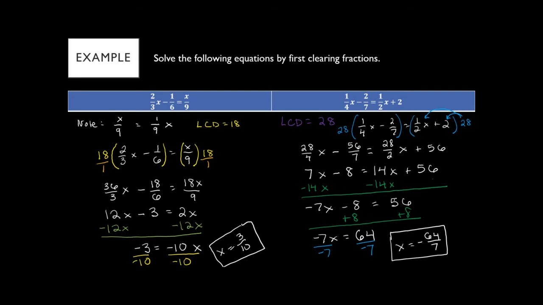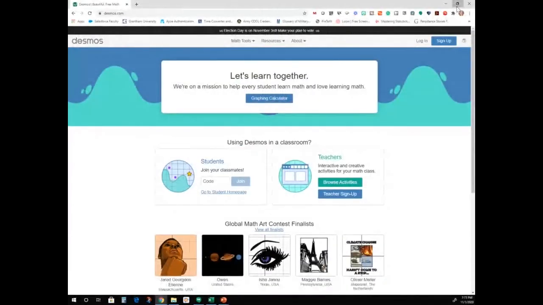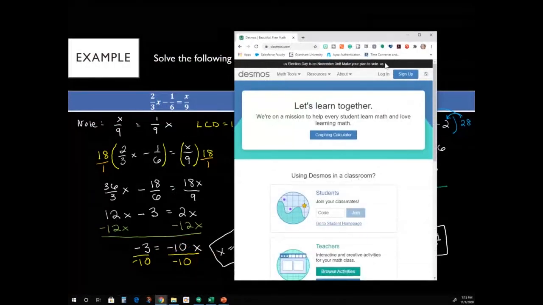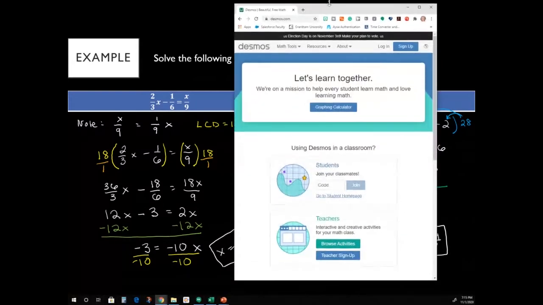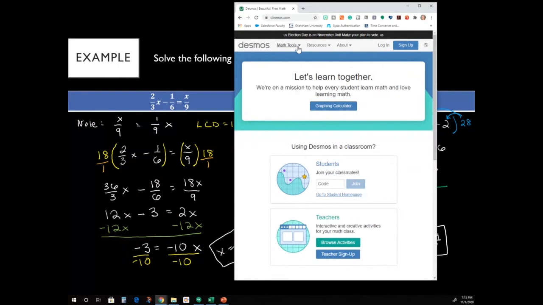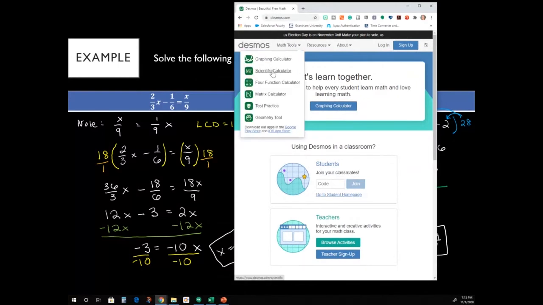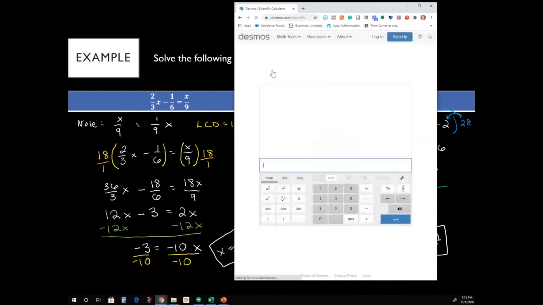Checking problems like this when you have fractions is harder. It might be a little more confusing when you have to do things with fractions. So what I recommend for checking your work is to use Desmos. So I'm going to just bring that up here. I'll check both of these. Okay, so I've kind of shrunk it down so that you can see each of the problems. Okay, so instead of graphing calculator, you want to go to math tools, and then we're going to do scientific calculator. This will allow us to do fractions.